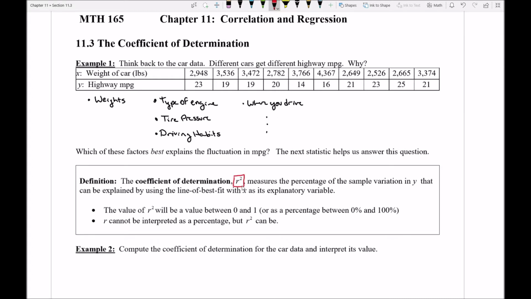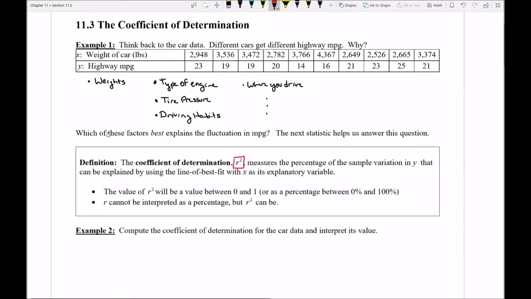Now, this value of r squared measures a percentage of the sample variation or fluctuation in the y. So it's looking at the miles per gallon, and this r squared is going to measure the fluctuations in those y values and try to figure out what percentage of that fluctuation can be explained by the line of best fit with our given x variable being the weight of a car. If I was to go back and remeasure these cars and maybe use tire pressure as my x, I could calculate a different r squared. So r squareds are again measuring how much y changes and how responsible a specific x is for that change.